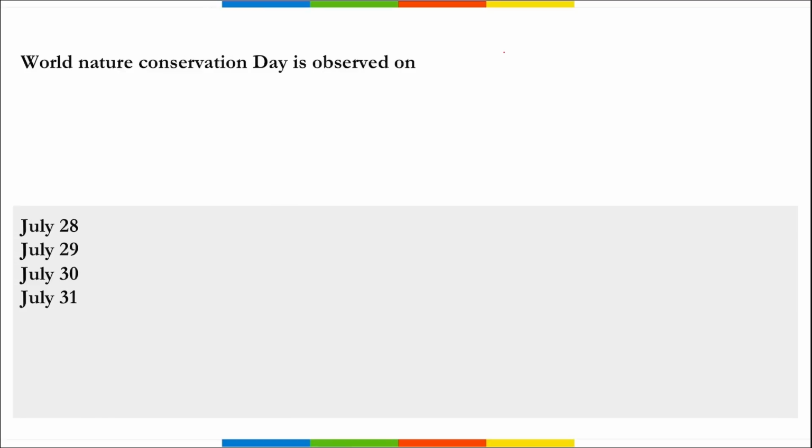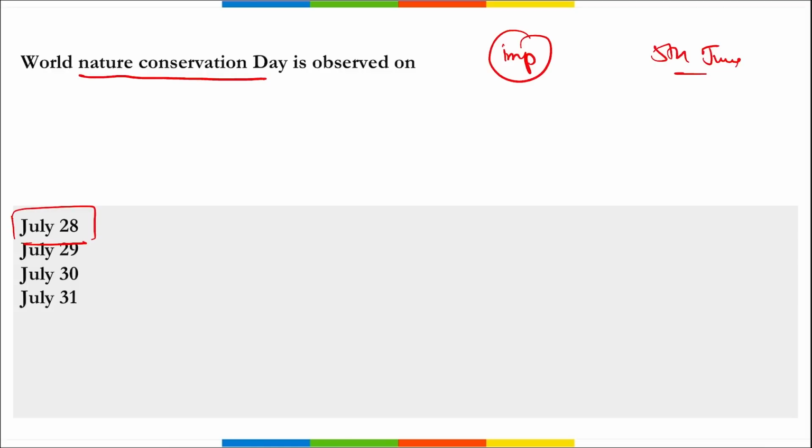Next, World Nature Conservation Day. Important. When is World Environment Day? It is observed on 5th of June. And World Nature Conservation Day is observed on 28th of July to create awareness about the importance of protecting natural resources and wildlife. So this is your World Nature Conservation Day on 28th of July.